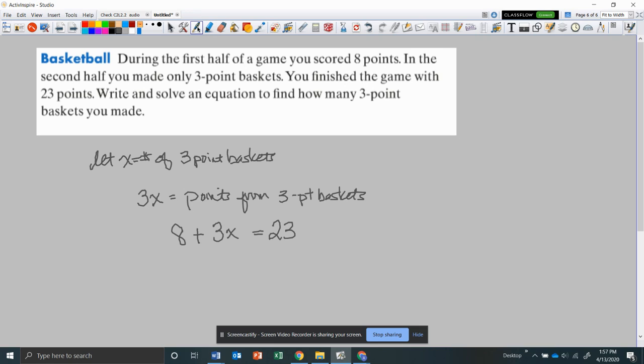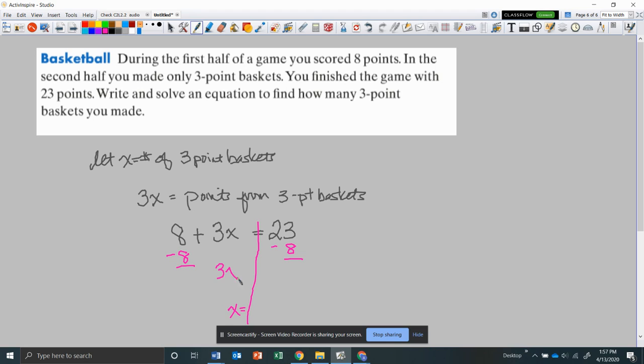And now I'm going to solve my equation. The first thing I want to do is draw a line down the middle. I want to get the x by itself. So I'm going to look at the 3 is attached by multiplication. The 8 is over here on the same side of the x by addition. That's the one I want to take care of first.